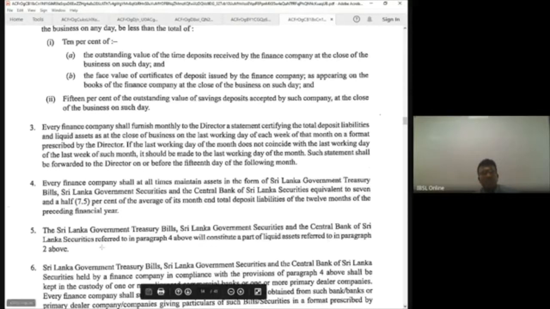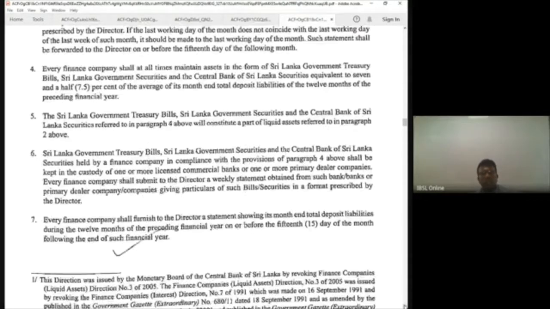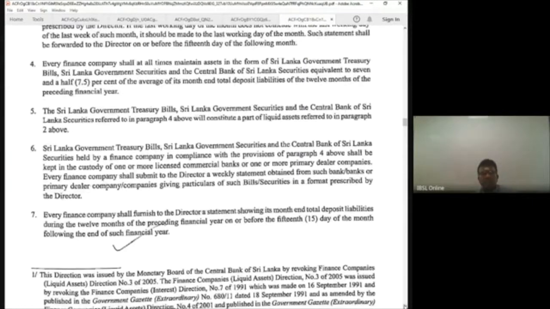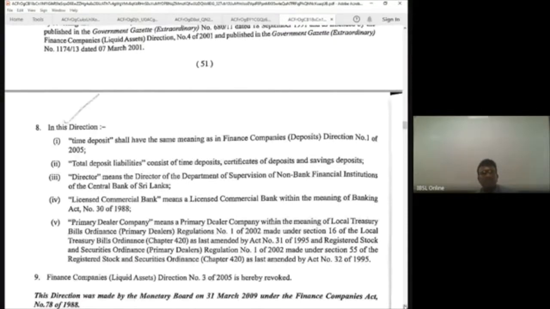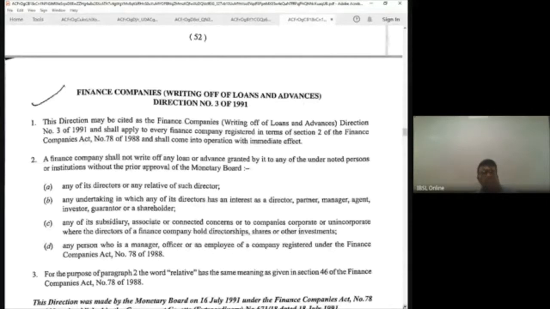Why is it required? These liquid assets, treasury bills and government securities, don't pay much interest. The return is very low, but they are very liquid. Therefore, a finance company would naturally prefer to give its money away as loans, where the return is very high. But still, certain percentages you have to keep in very liquid assets like government securities, say treasury bills. Why? If a customer demands back his deposit, you must be able to pay him, so you must be able to easily convert these assets back to cash. So every finance company should maintain a specific percentage of liquid assets against time deposits and savings. Please remember the percentages, 10% and 15%.